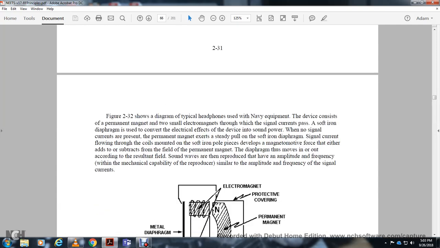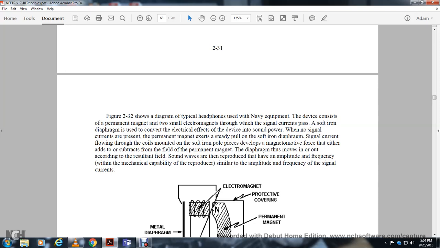Figure 232 shows a diagram of typical headphones used in the Navy. The device consists of a permanent magnet and an electromagnet. The signal current path goes through the soft iron diaphragm, with the converter effect of the electrical signal to sound power. With no signal current present, the permanent magnet effect serves the same power pull on the soft iron diaphragm.